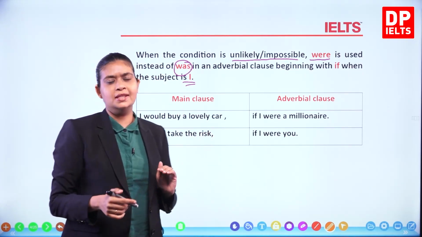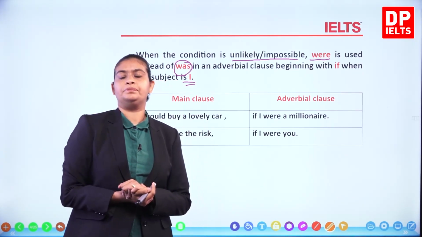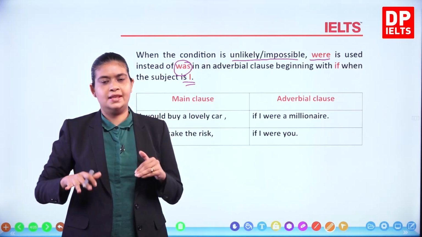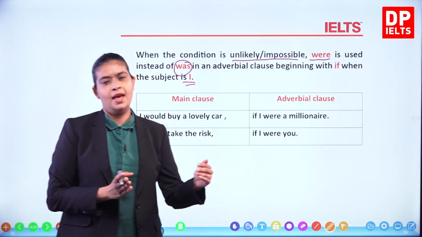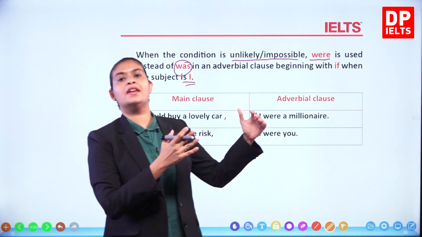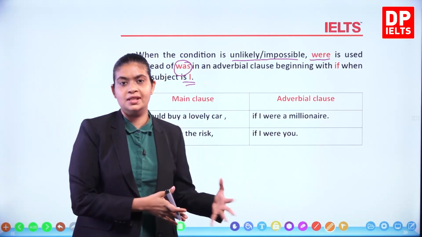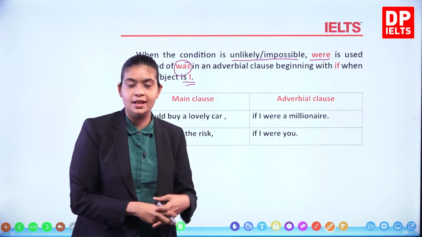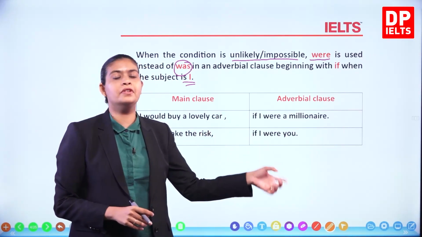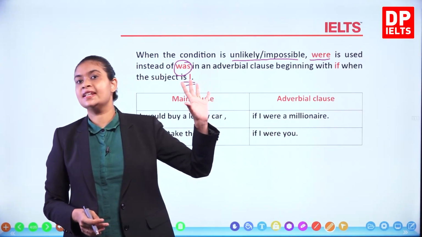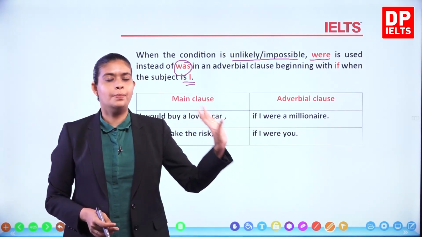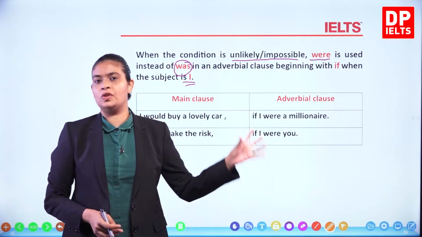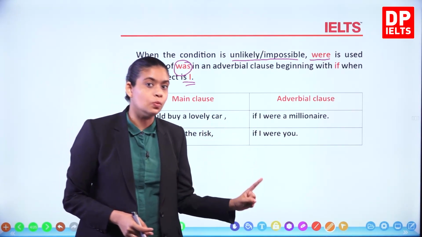So what it means, let's think of an example like this. The sentence starts with I, okay, and the probability is very less that it's going to happen. It's unlikely, it's impossible. Then in the adverbial clause, instead of was, because you say I was, no? You don't say I were. But in the adverbial clause, was is replaced with were.